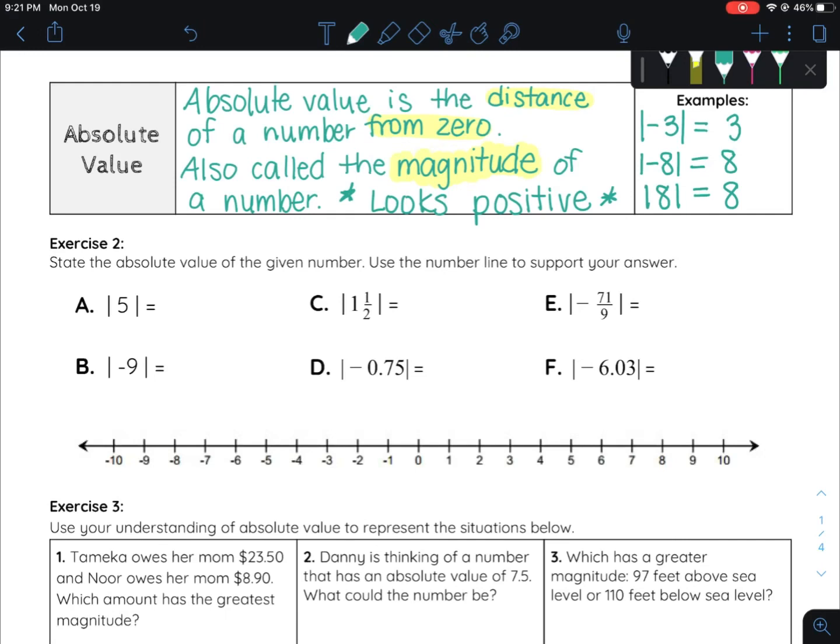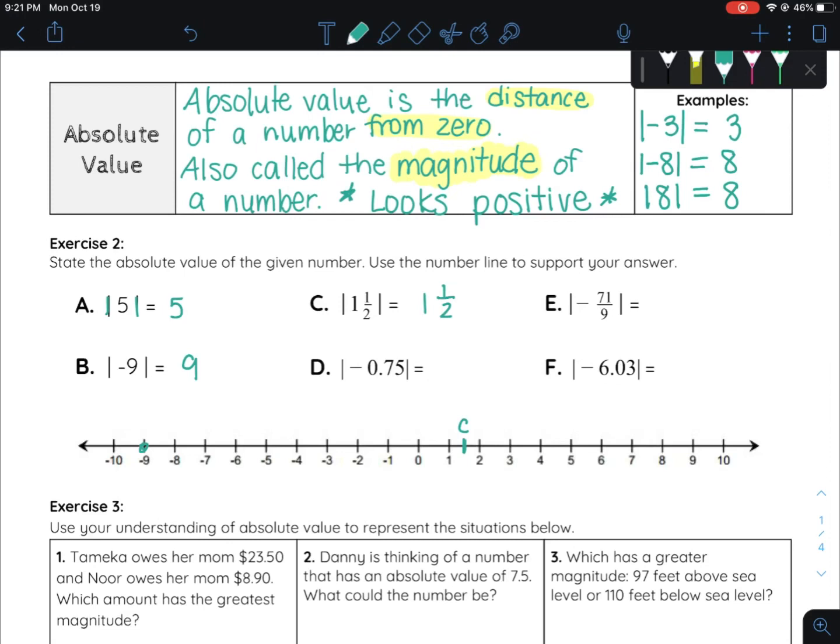Okay, so let's try some examples here for exercise 2. We can use the number line if we need to, but we probably won't need to. So absolute value of 5 is just 5, because 5 is 5 away from 0. Absolute value of -9 is 9, because it's 9 away from 0. We don't care about the direction, left, right, positive, negative. Okay, 1.5. Well, 1.5 would be right here. That's 1.5 away from 0.